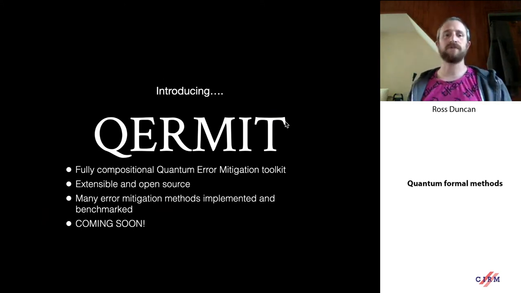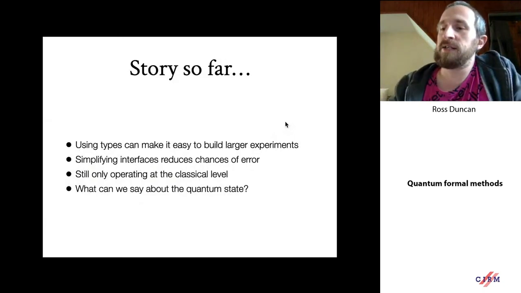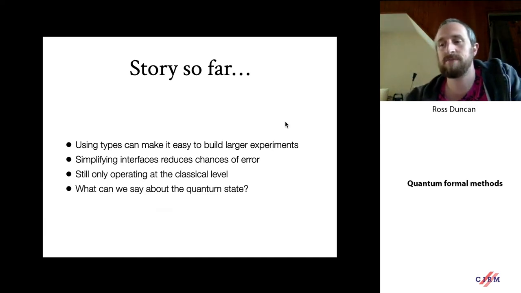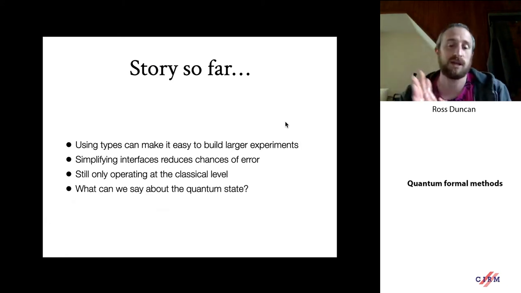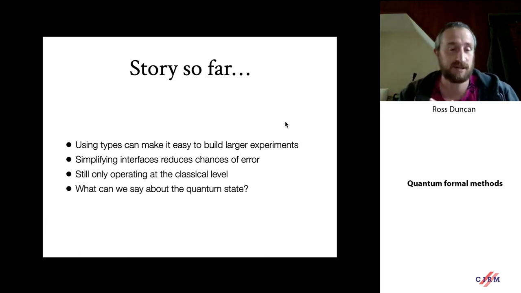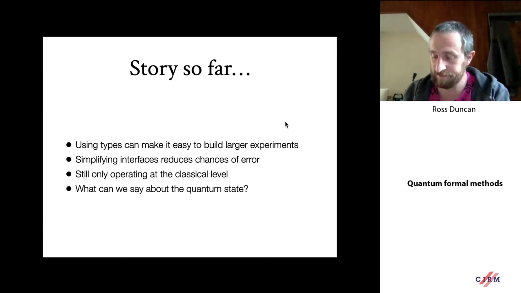Great, so what do we know so far? Adding types to the story is quite useful because it lets us build these more complicated experiments in a way that makes it easy to build things out of smaller pieces. And having simplified interfaces in this way does reduce the chance of error, but we're still just doing classical programming at this point. So it's a nice Python library. That's exactly what Kermit is. And we're not saying anything at all about the quantum state. So what can we say about the quantum state, since that's perhaps the interesting thing in quantum formal methods?